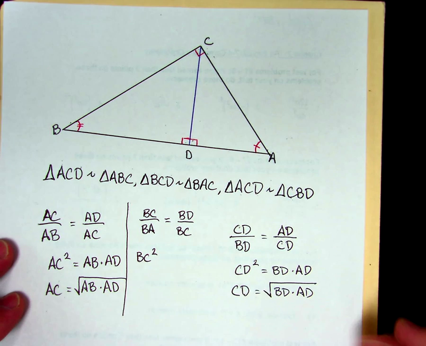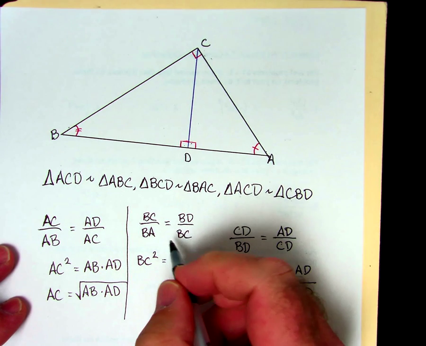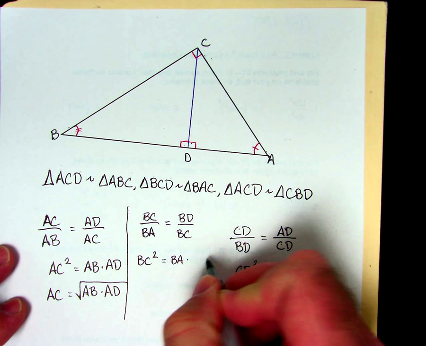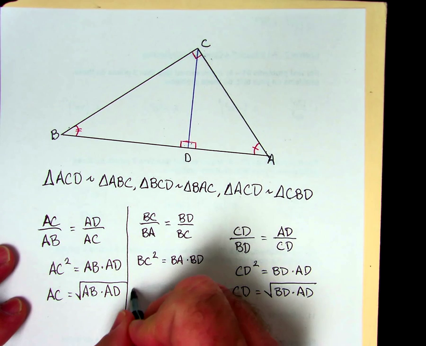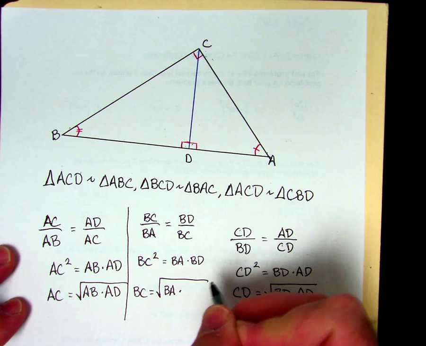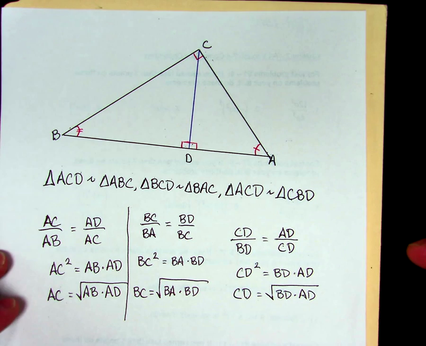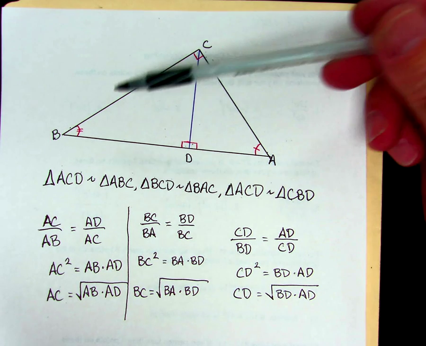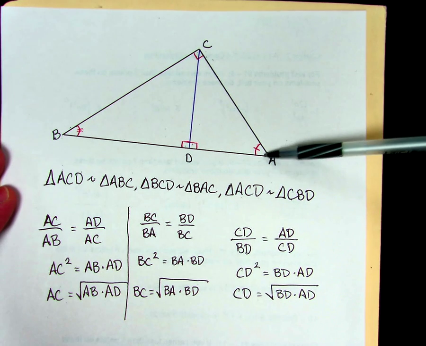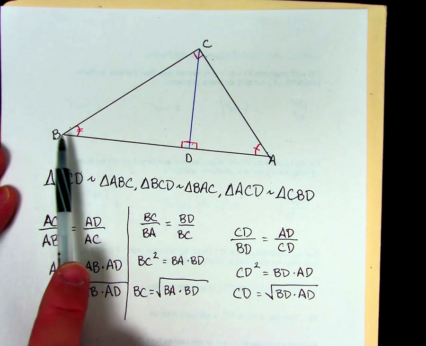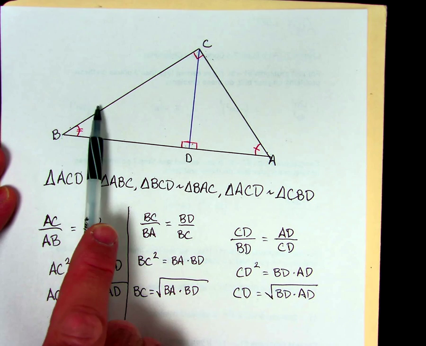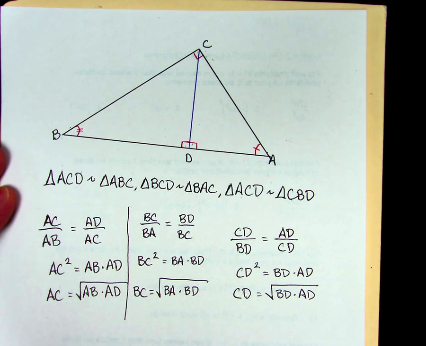And so with our cross products, BC times BC gives us that distance squared equals the distance from B to A times the distance from B to D. So the distance from B to C is the positive square root of the distance from B to A times the distance from B to D. In other words, this leg of our right triangle is the geometric mean between the length of the hypotenuse, that's segment BA's length, and the length of the segment of the hypotenuse adjacent to that leg, segment BD's length.